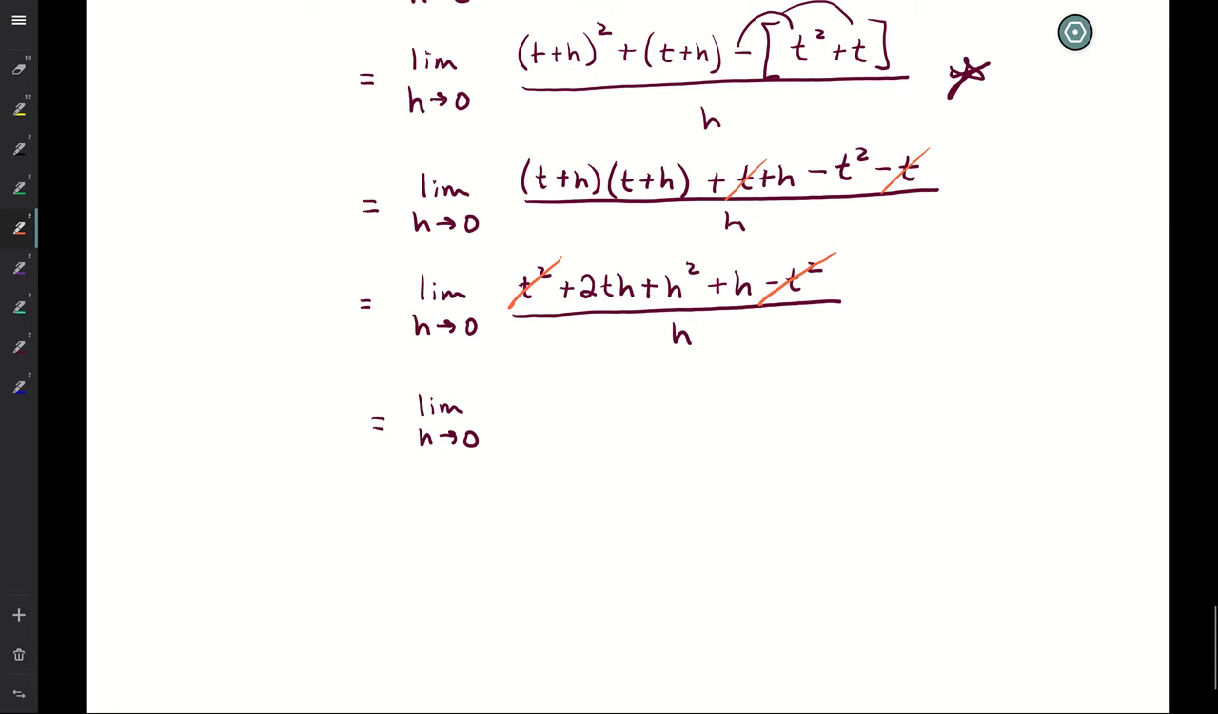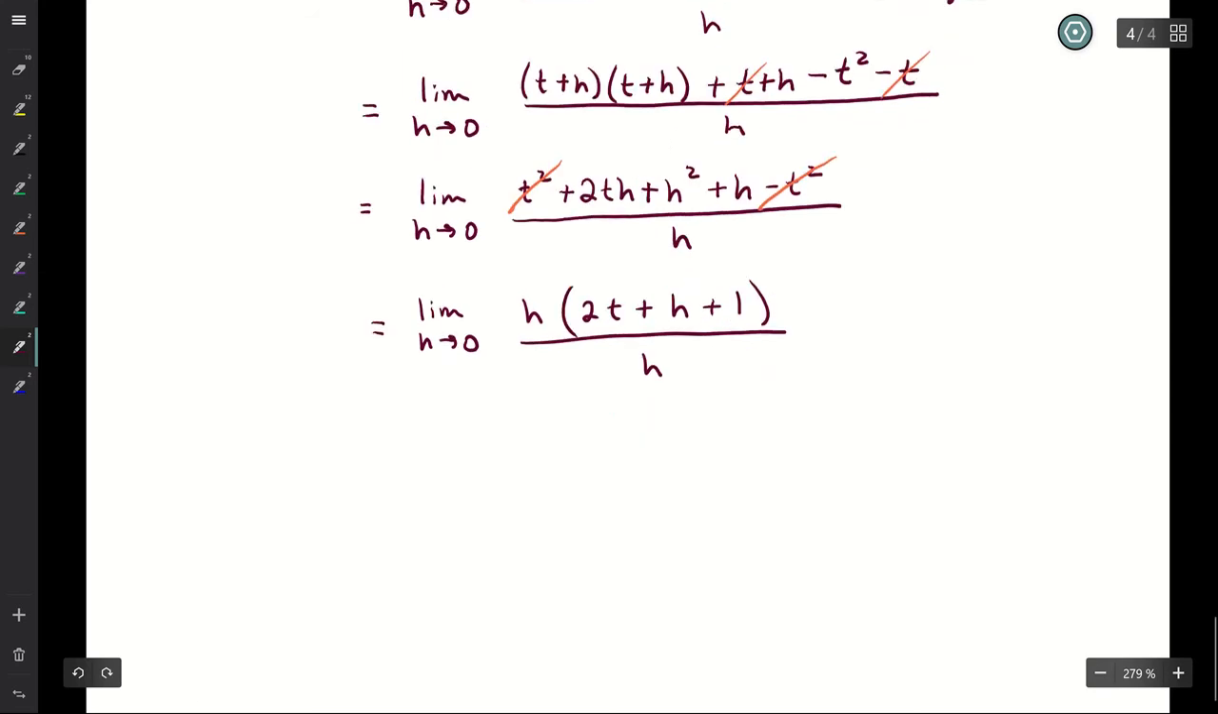Now notice that the terms that we have left in the top all have h's in them. Now they can't be combined, so this one's a 2th, this one's an h squared, this one's a singular h by itself, so they're not like terms, but what we can do is we can factor an h out of all of those three terms. So if we factor an h out of those three terms, then we are left with a 2t plus a singular h plus, and notice here we're factoring h out, so we have a 1 left in its place, and then all over h.